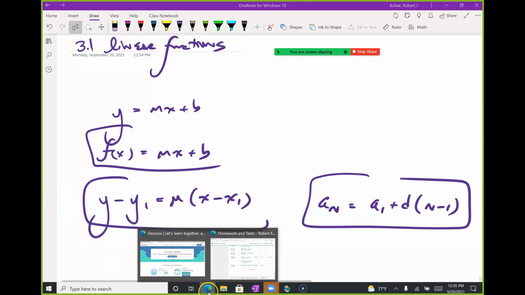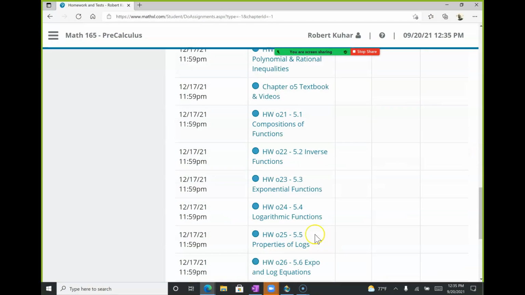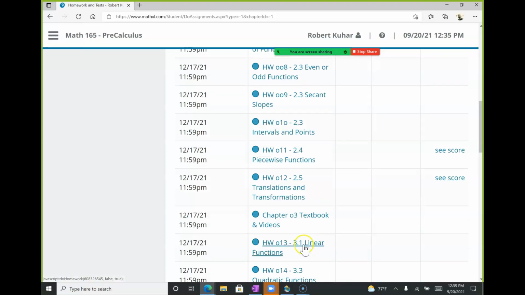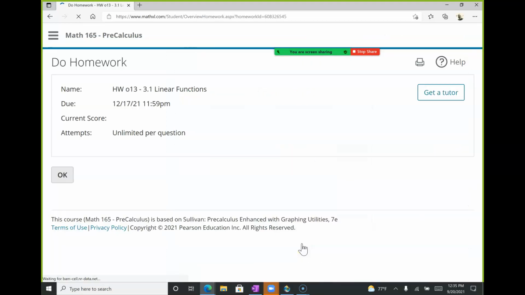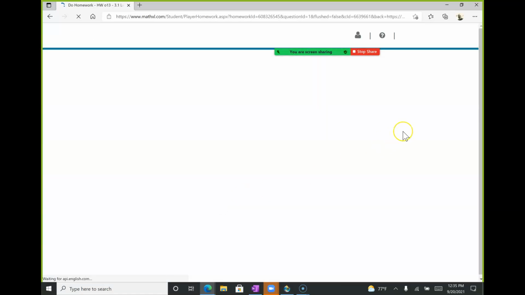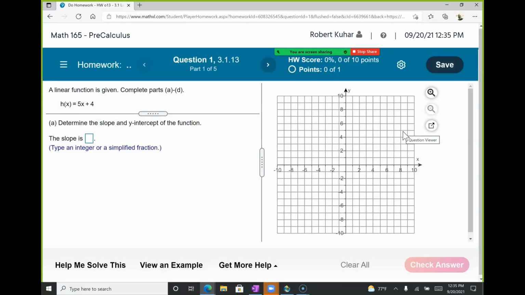Let me open up this homework. So this is homework 13, linear functions. So I'm just trying to provide some insights. I think it's all review, okay? But you're going to let me know. If I'm assuming too much, please let me know.